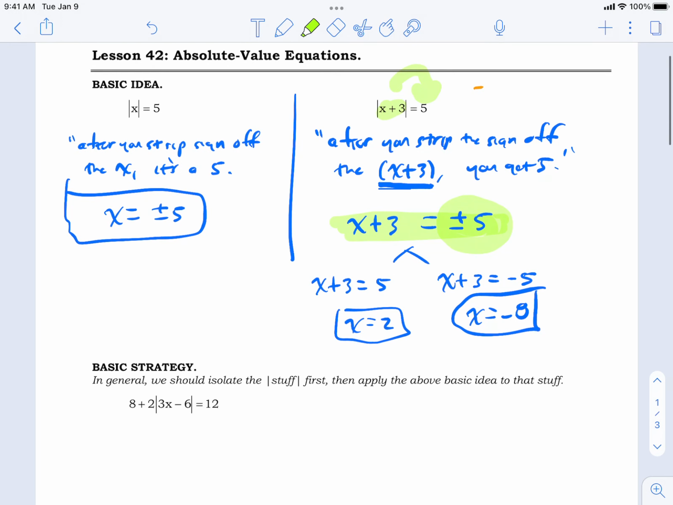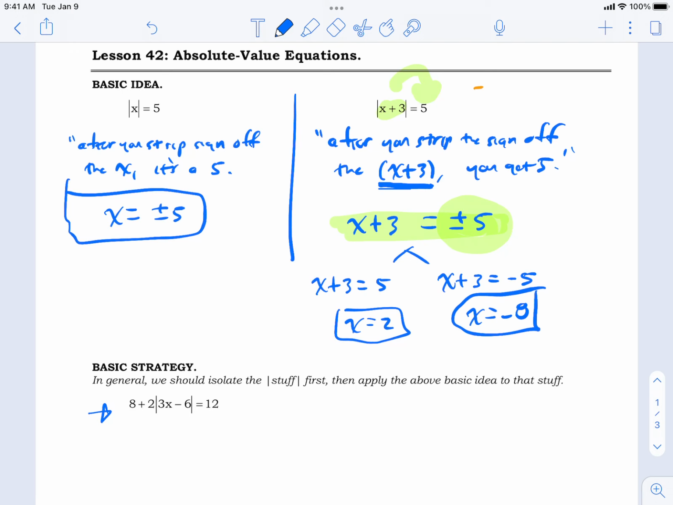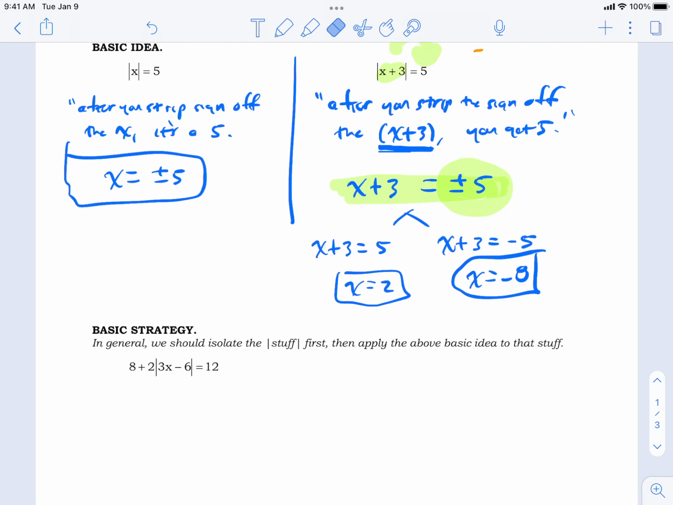Okay, so our basic strategy then, we're going to use this idea, of course, but if you have a more complicated equation, like this one's a little more complicated, right? Our basic strategy is, in order to apply this logic up here, you really want to just be looking at an absolute value on the left side. I don't care what's inside the absolute value, but I do want to just have an absolute value all by its onesies on the left side.